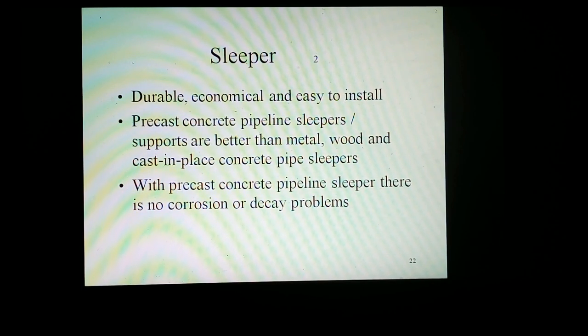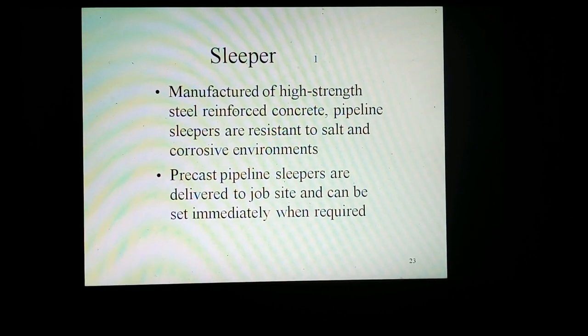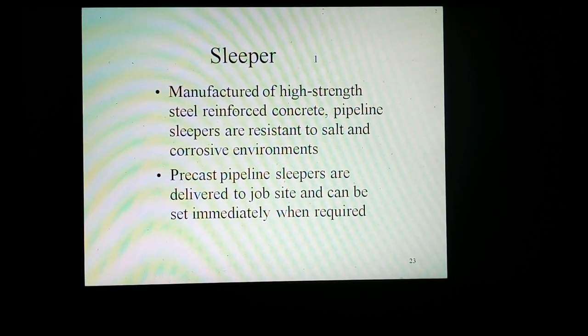Sleeper type: durable, economical and easy to install. The precast concrete pipeline sleepers or supports are the answer to problems associated with metal, wood and cast-in-place concrete pipe sleepers. With the precast concrete pipeline sleeper there are no more corrosion or decay problems. Manufactured of high-strength steel reinforced concrete, the pipeline sleepers are resistant to salt and corrosive environments.